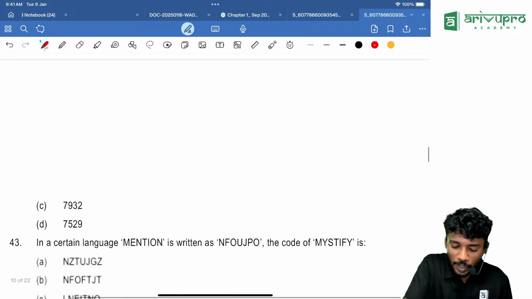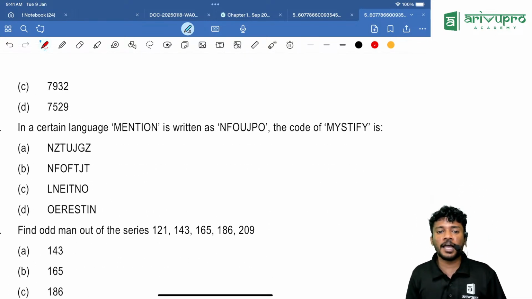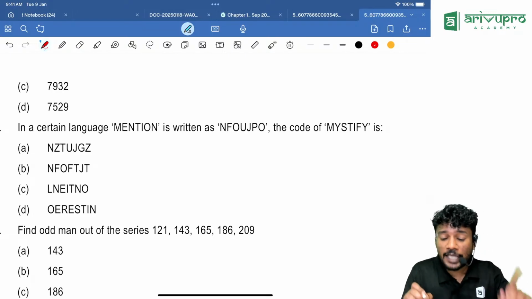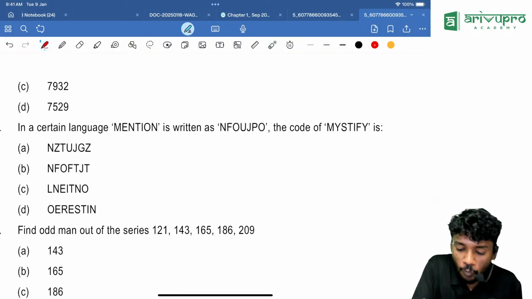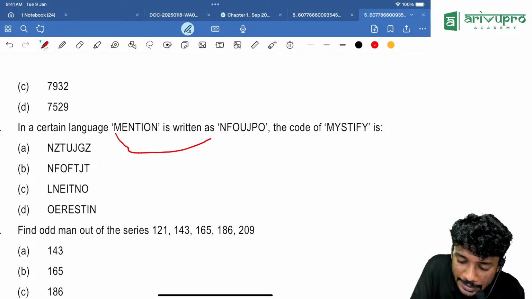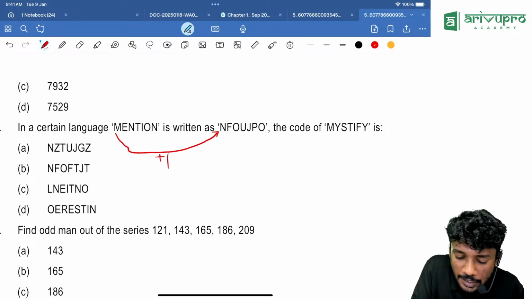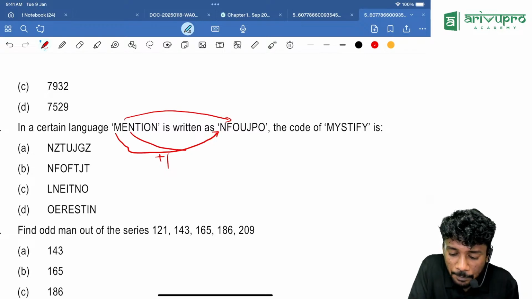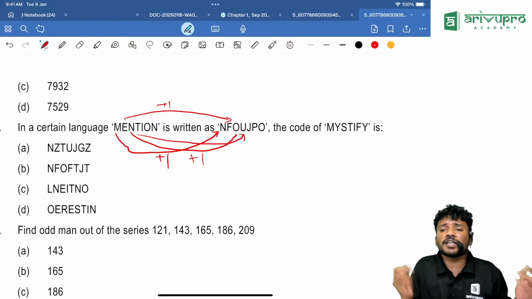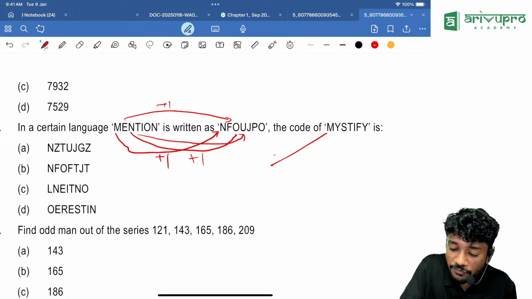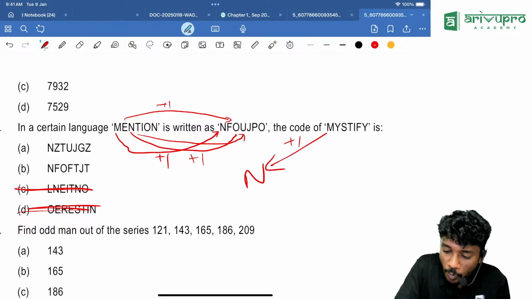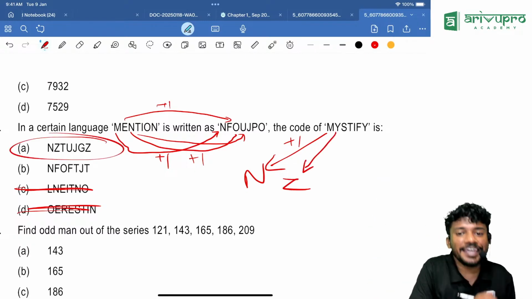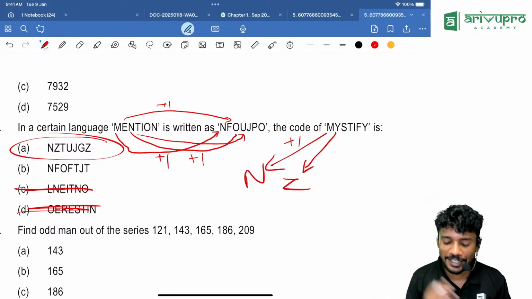Yes. Next one. Look at this, people. What is happening over here? Mention is written as NFOUJPO. Then mystify is written as what? So what is happening here? Mention. M plus 1, correct? E plus 1 is F. N plus 1 is O. T plus 1 is U. Similarly, everyone, what is happening? Plus 1 is happening. Then mystify will be M plus 1 is N. That means option C and option D are gone. Then Y plus 1 is Z. That means option E is our answer. Without doing the entire thing, we can directly get the answer.